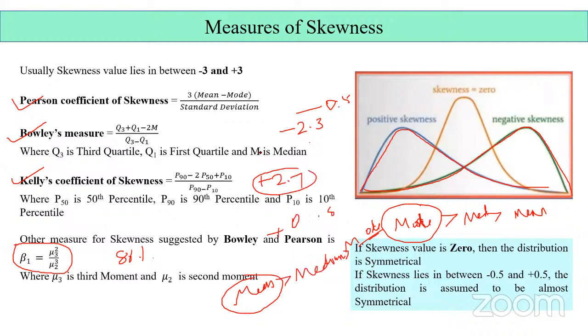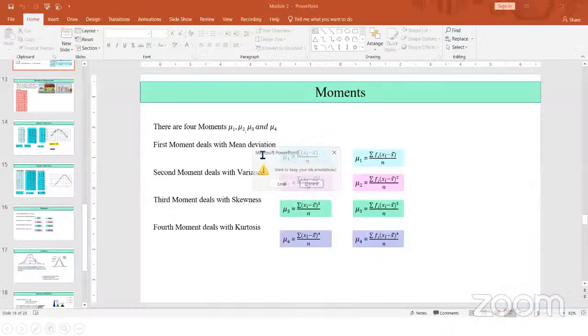That's the thing. So we can use both depending on the situation. Yes, depending upon the value, we have to ascertain whether it is positively skewed or negatively skewed. If it is negatively skewed, mode will be more. If it is positively skewed, mean will be more. That's the thing, right? Okay.